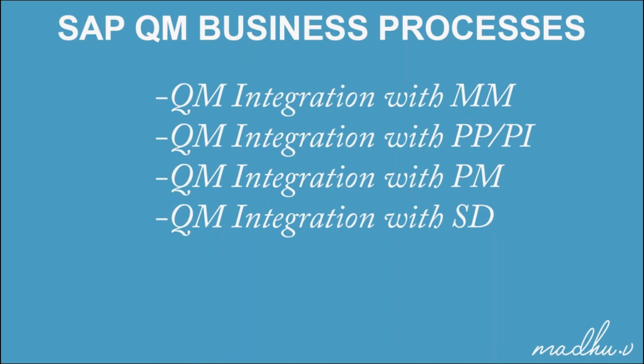Right. Now, the second thing: QM integration with PP or PI. PP and PI have a little difference, but let me take PP as an example here. Production planning: this department is responsible for making the final product. What they normally do is go to the storage location and grab the raw materials that are required. Say, for example, they are making 10 bicycles. If they want to grab raw materials for the 10 bicycles, each cycle has two tires, right? Two tires.